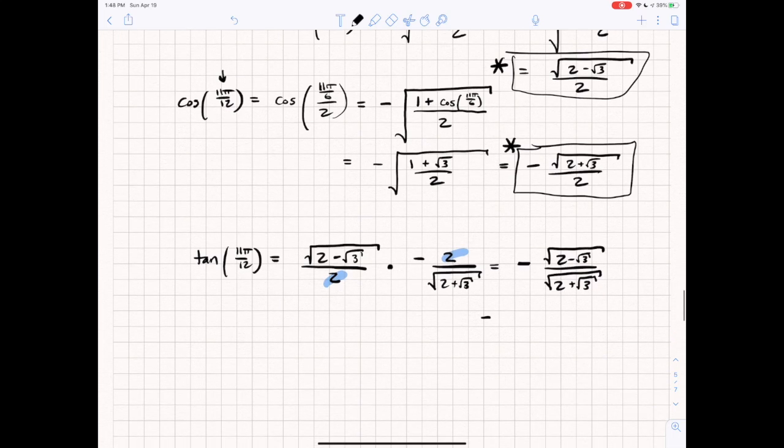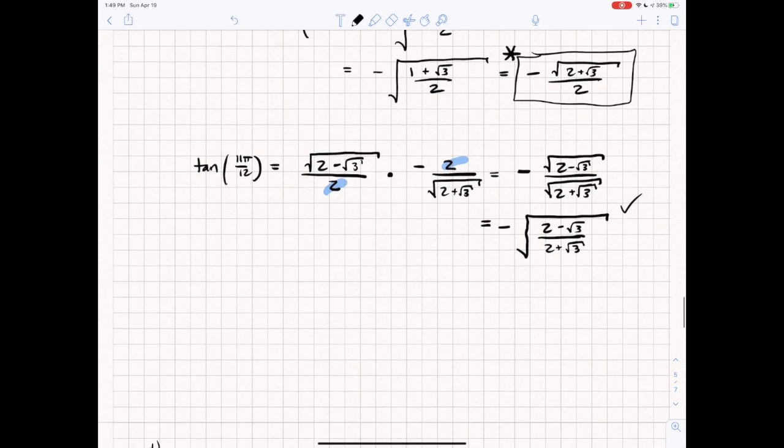Really, the only thing you could do, and I would argue this looks a little bit better, is just to make it one big square root and say 2 minus radical 3 over 2 plus radical 3. But it's just kind of up to you or the teacher, so either one of these answers works. And there's my answer for tangent. So you can kind of see why tangent's so gross, and also why we didn't really construct the half angle for tangent. So let's move on to B.